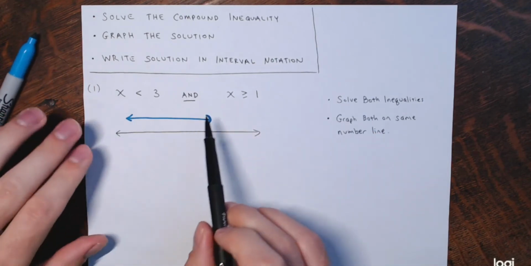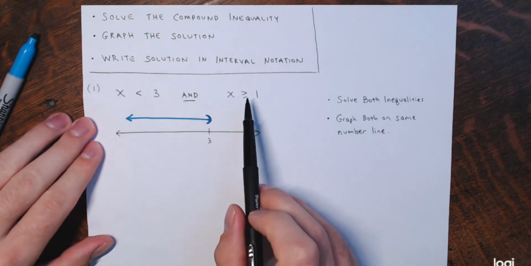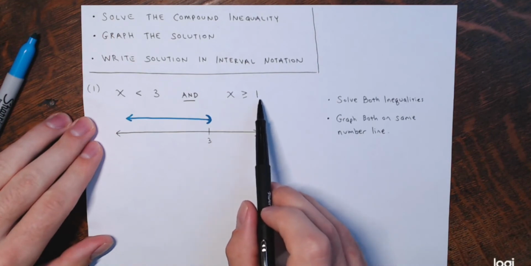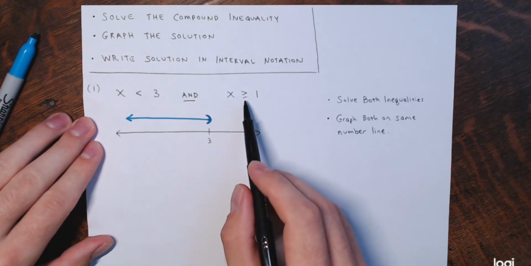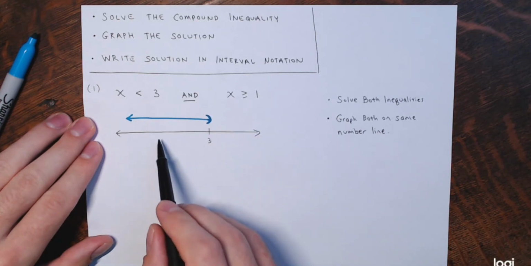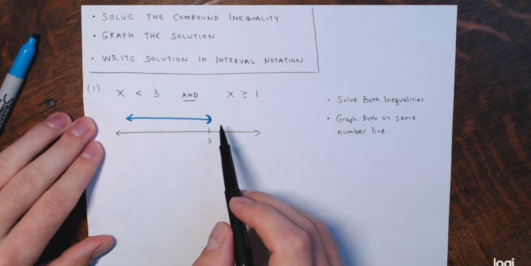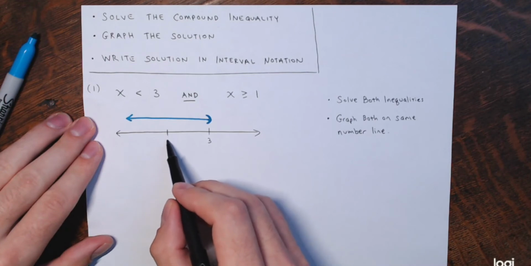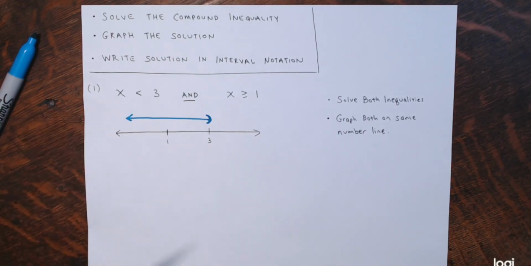And then I'll graph the second inequality that's part of this compound inequality below. x is greater than or equal to 1. So all the numbers greater than 1, and 1 itself. Now make sure you mark numbers in the correct places. I already marked down the number 3 here. The number 1 is less than 3, so that should be to the left of 3. Here's the number 1. So be careful, make sure you're marking numbers in the proper places.